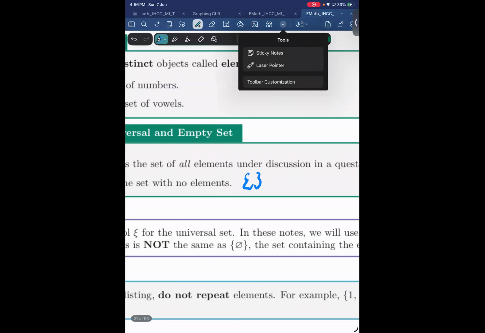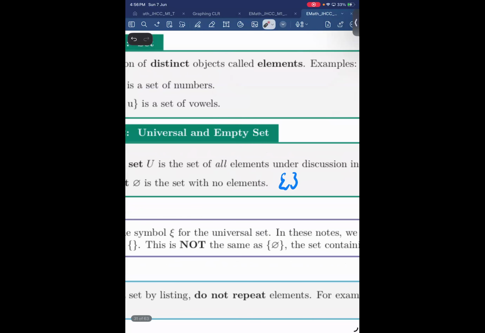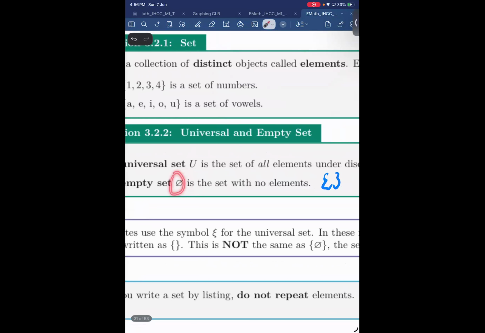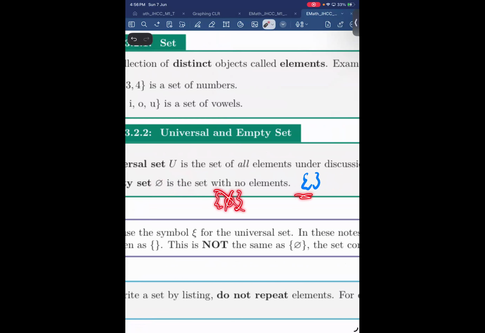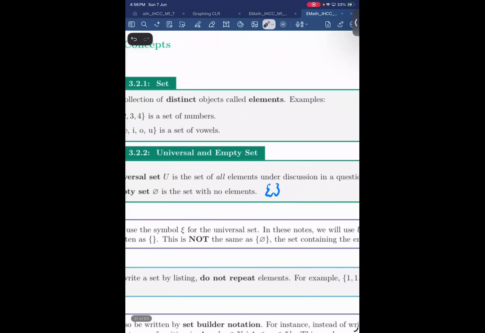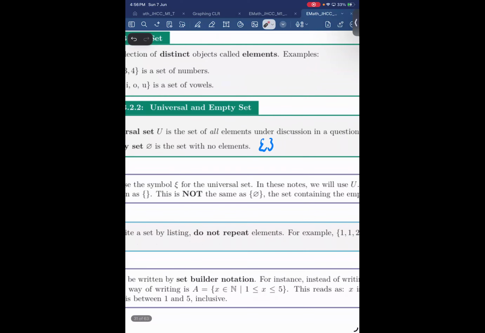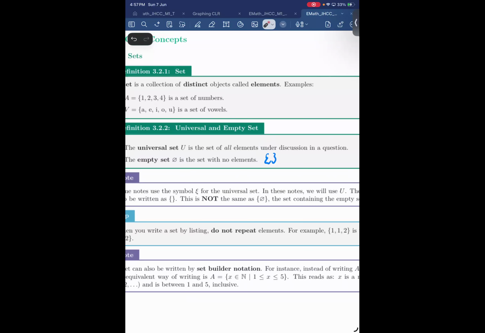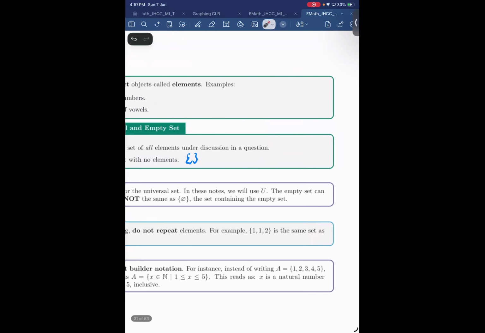Let's take note, right? This stop sign symbol is the same as this, but if you were to write this, then this is not correct. Because that's the set containing the empty set. It sounds very weird, but that's the case. It's not the same. And as mentioned, don't repeat elements. And you can also use a different way to describe sets. Yeah, I won't really go through that one. It's not really part of the syllabus.